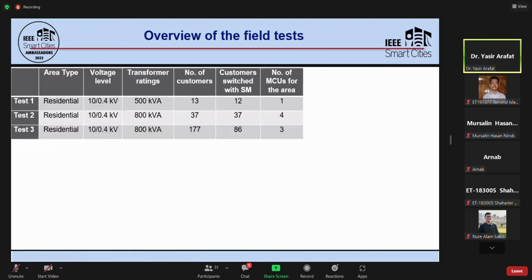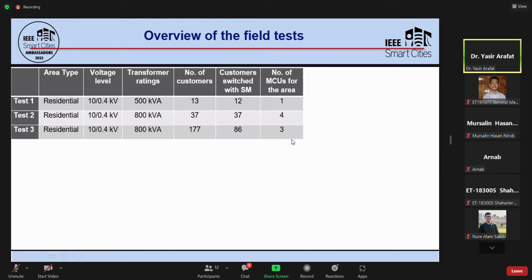So here is the summary of the 3 field tests that we performed: test 1, test 2, and test 3, and the number of customers involved in each test. First of all, we had 13 customers in that area, and we disconnected 12 smart meters. In the second test, there were 37, and we disconnected all the customers. In the third test, there were 177 customers. We disconnected almost 50% of them because we wanted to see the impact on the remaining customers.